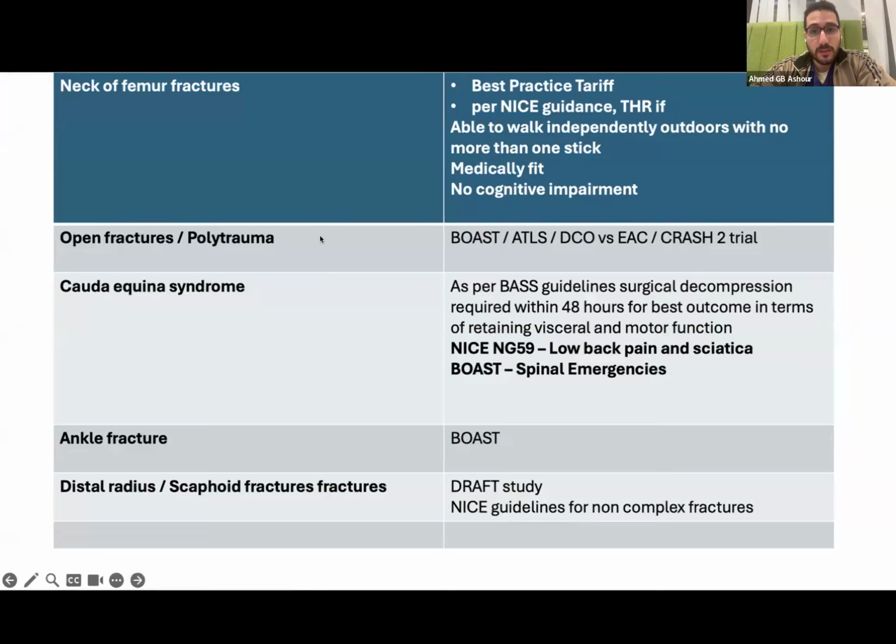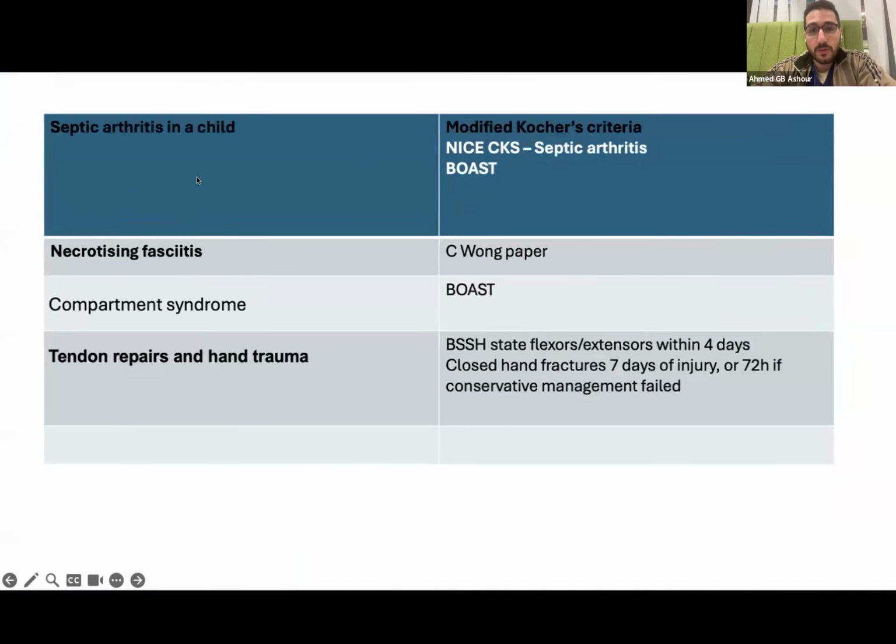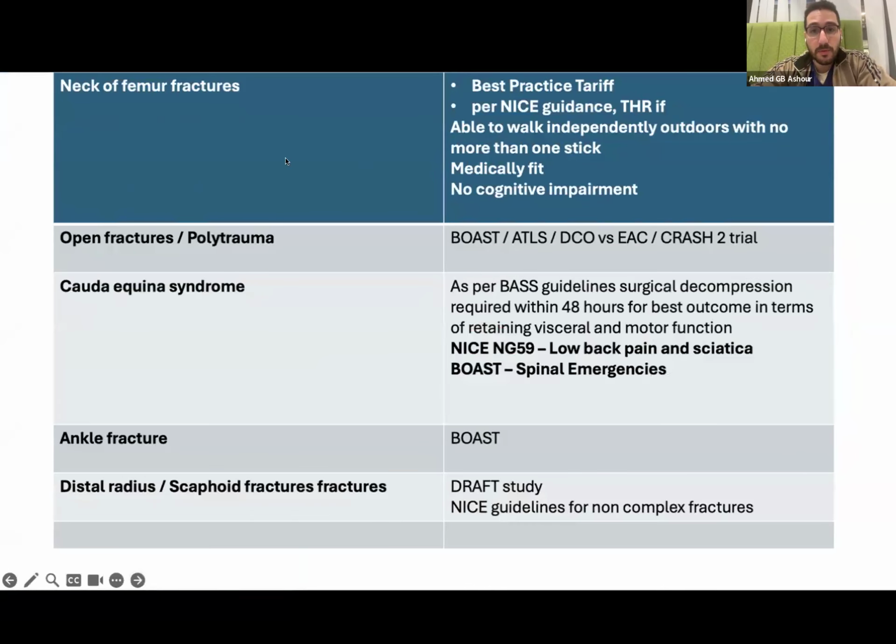Neck of femur: make sure that you know the best practice tariff guidelines, and also the NICE guidelines for total hip replacements, the 4 criteria. In an open fracture, make sure to know the POSTER guideline, the ATLS principles, the difference between DCO and early appropriate care, and the CRASH-2 trial about tranexamic acid.